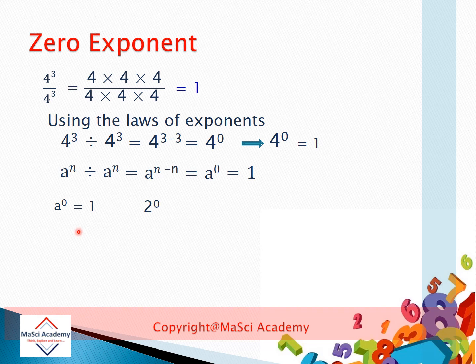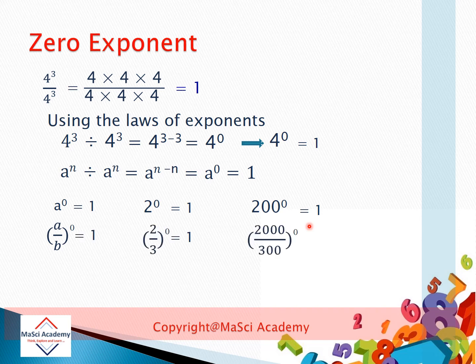If we use some values, 2 to the power 0 is 1. 2000 to the power 0 is 1. 200 to the power 0 is 1. So any number we pick to the power 0 is always 1, whether it is a fraction or a negative number or a positive number. The answer is 1.